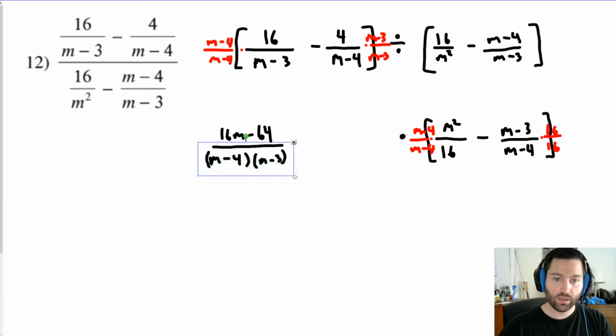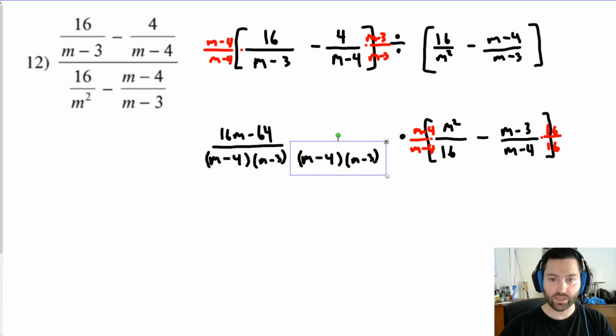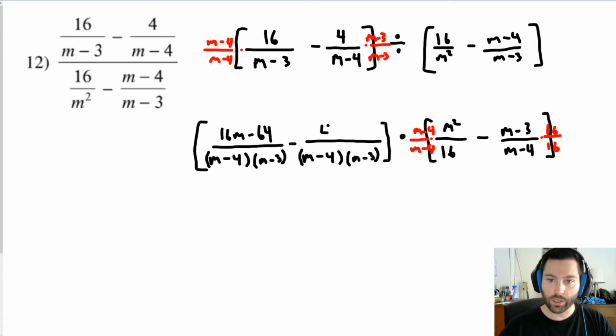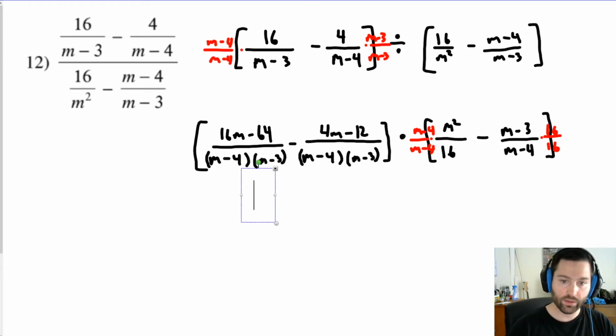And the bottom of the other fraction will be the exact same thing. So we're going to enclose those in some brackets here. Take away, and then on the top, 4 times m minus 3 would be 4m take away 12. Okay, so I'm going to do a couple things here as well. I'm going to combine this here.